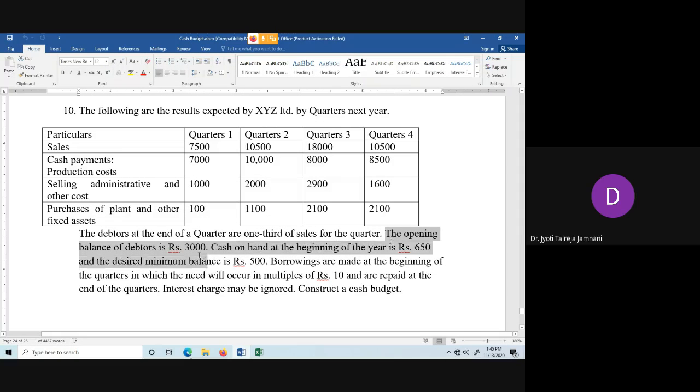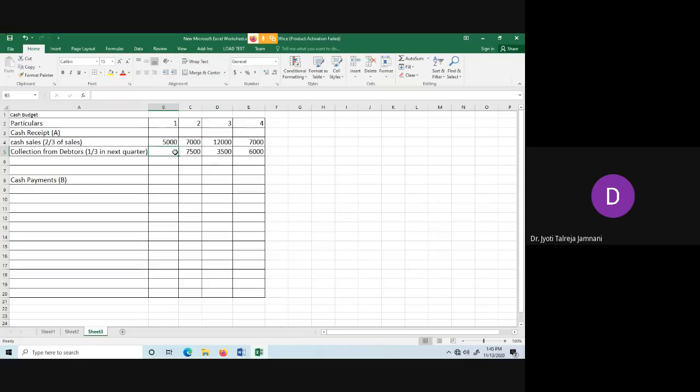The opening balance of debtors is 3,000. That means this has come from the previous year, last quarter, and that is to be taken forward in this year. So this opening balance is to be taken here, 3,000. This has come from the previous year.